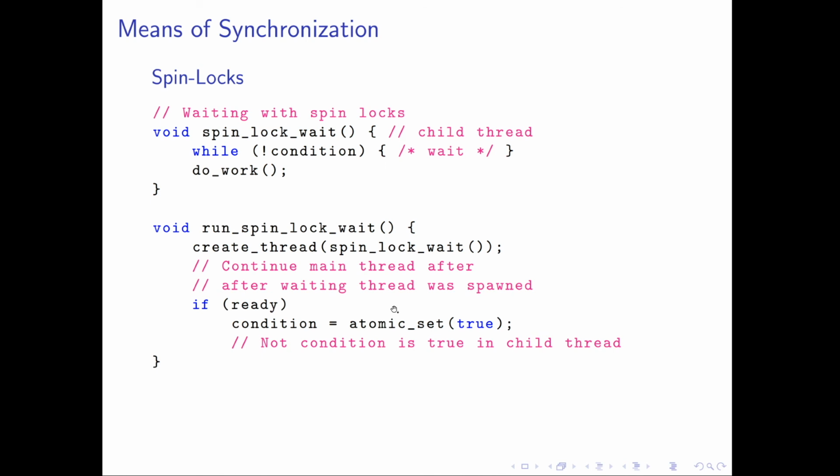A spin lock is a very similar synchronization mechanism. What I'm showing here is a binary spin lock, but you can also have integer and counting spin locks. A binary spin lock would be implemented by means of a Boolean variable, and we again have a main thread and a worker thread. The main thread, at some point in time, notifies the worker thread that it can finish waiting, and for that it atomically sets the Boolean variable to true, with a critical section or with an atomic operation that we will learn about later.